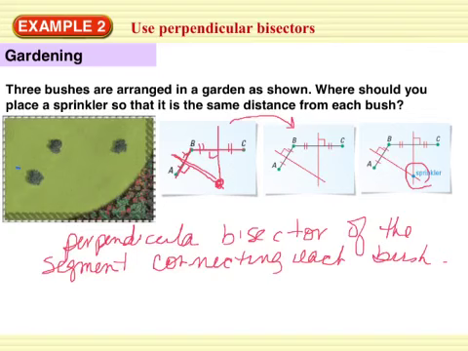And where the perpendicular bisector meets is equidistant from all the bushes, and the chord connecting, let me draw that better. The chord is also bisected, so it's equidistant. So the sprinkler is going to get all of the bushes equally watered. And you're not going to water past the bushes either, which is nice because you don't want to water things that don't need to be watered.